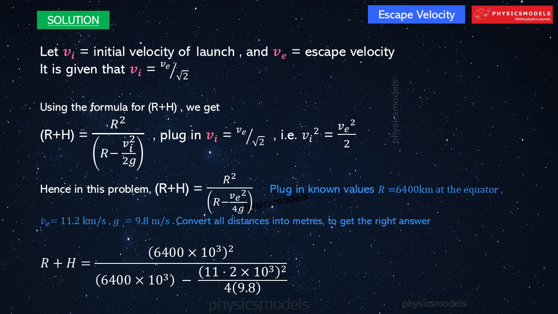We use the standard available equation r plus h equal to r squared by r minus vi squared by 2g. Vi is the initial velocity. Substitute vi is equal to ve by root 2, which is given. And we have to take care to put in a consistent unit for the calculation. I would prefer to convert all kilometers into meters so that we don't have a problem.